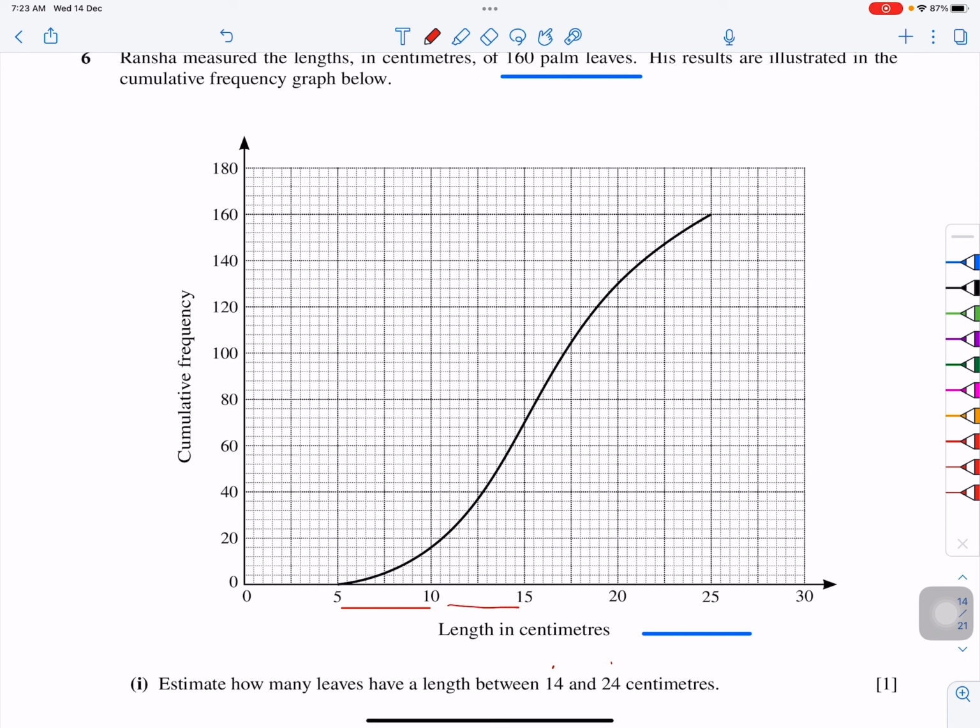And similarly, you have to calculate 24 also. Let me write here 14. So if it is 20, 21, 22, 23 and 24. So now with the help of your ruler, you will draw a line from 14 to the graph, right? Exactly. And then you will draw the line here, right?